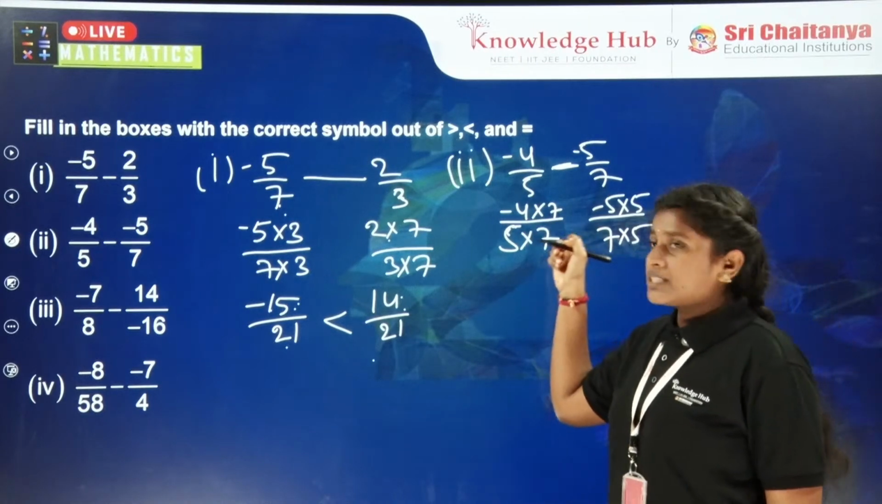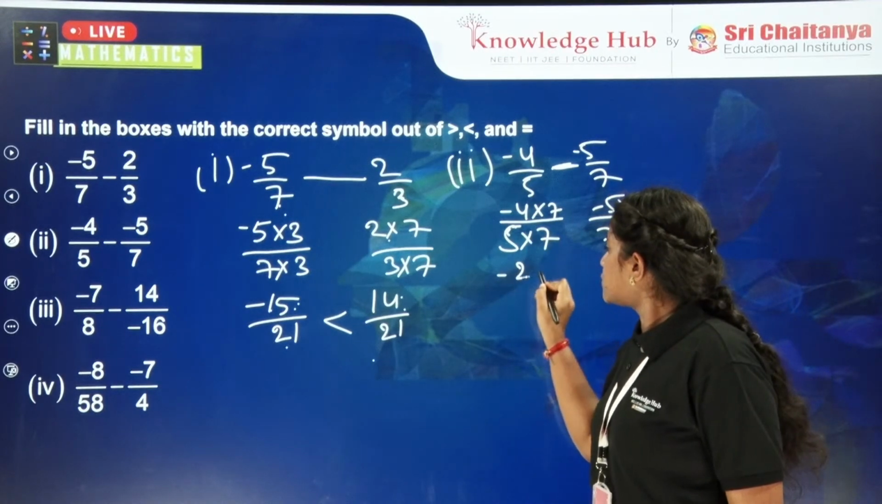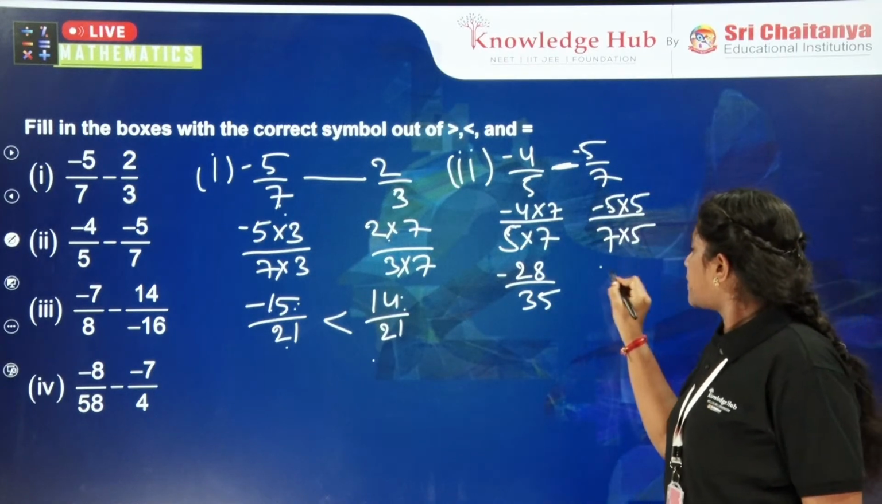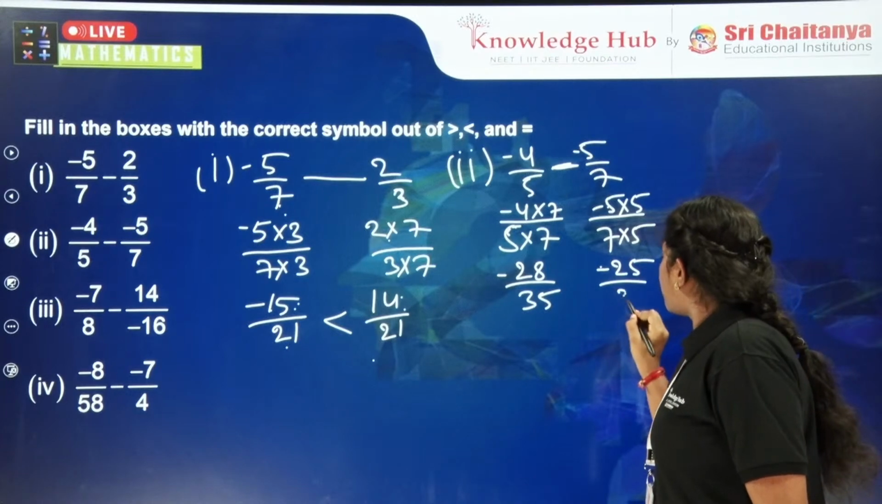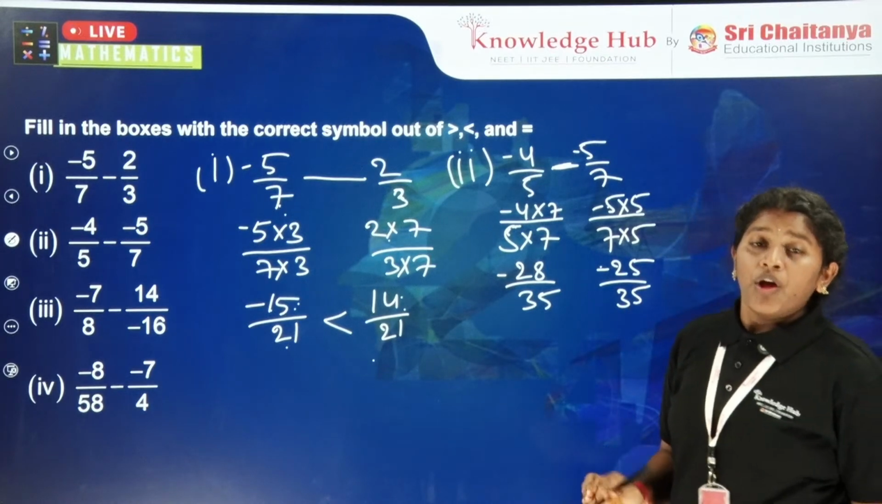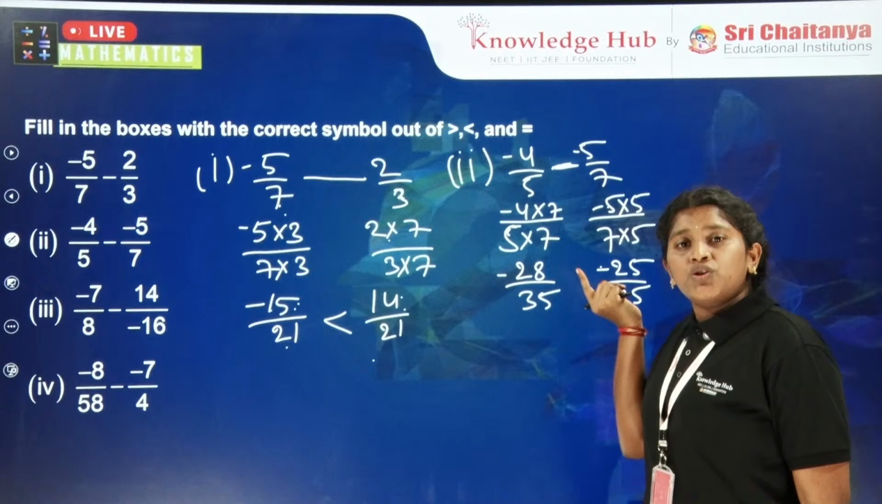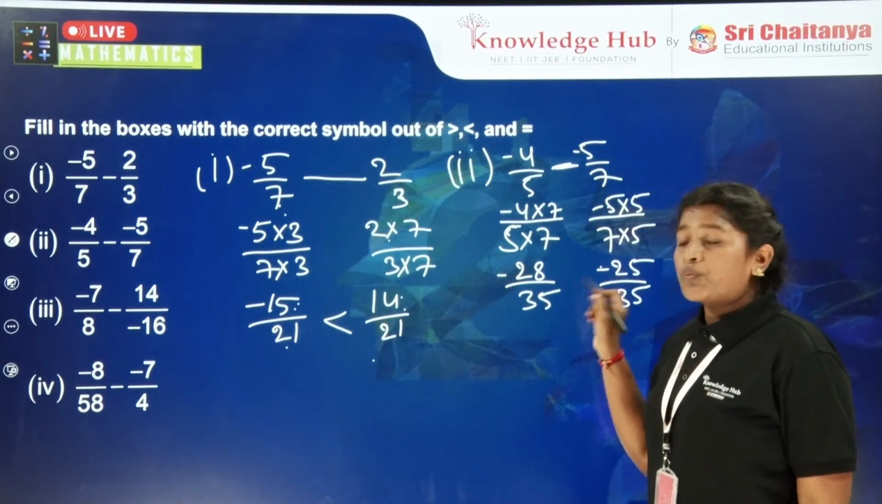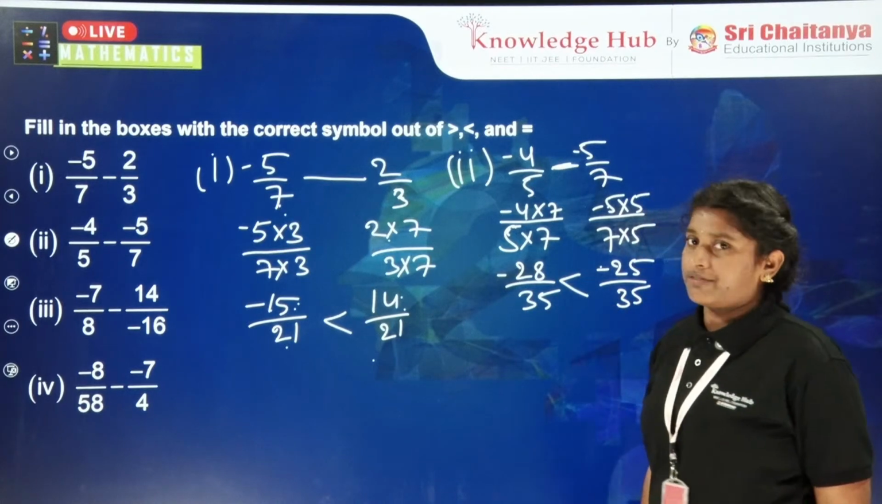So now 4 sevens are 28, so here it will become minus 28 by 35. And here, 5 fives are 25, so minus 25 by 35. Now when you compare the numbers, 28 is greater than 25. But coming to here, it is minus 28, which is less than minus 25.